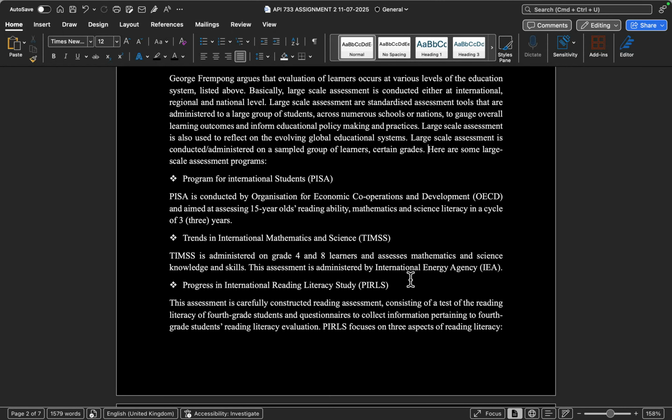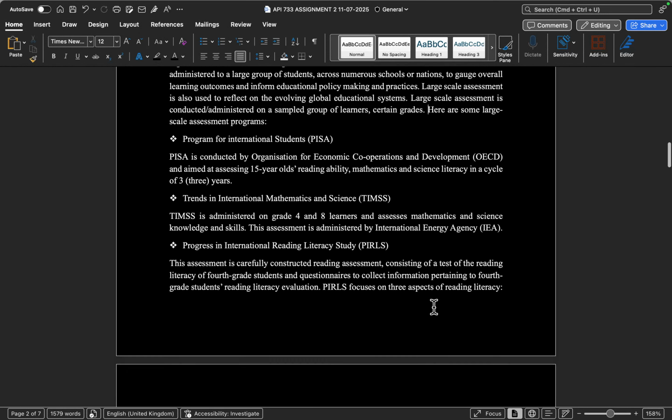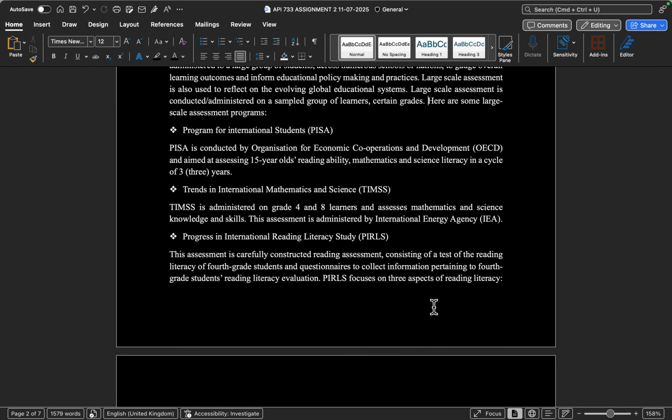And then the second one is Trends in International Mathematics and Science Study, TIMSS in short. TIMSS is administered to grade 4 and grade 8 learners and assesses mathematics and science knowledge and skills. This assessment is administered by the International Association for the Evaluation of Educational Achievement, that is IEA. The third one is Progress in International Reading Literacy Study, PIRLS in short.